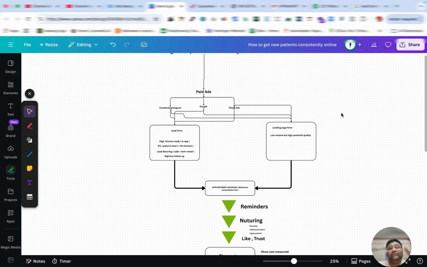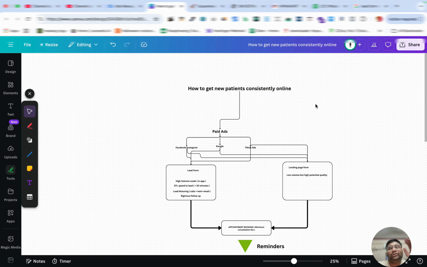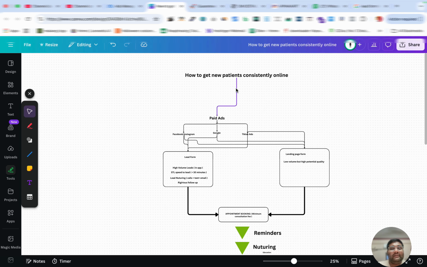So this is the framework that will help you scale your clinic to $30,000 per month. I hope you understand the whole framework.